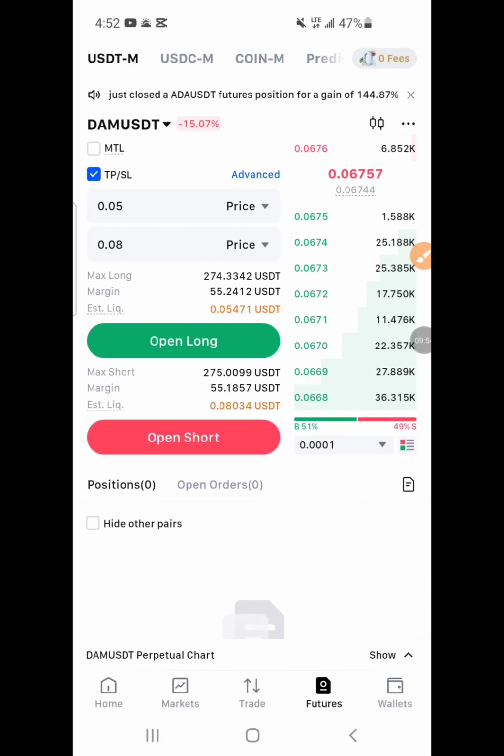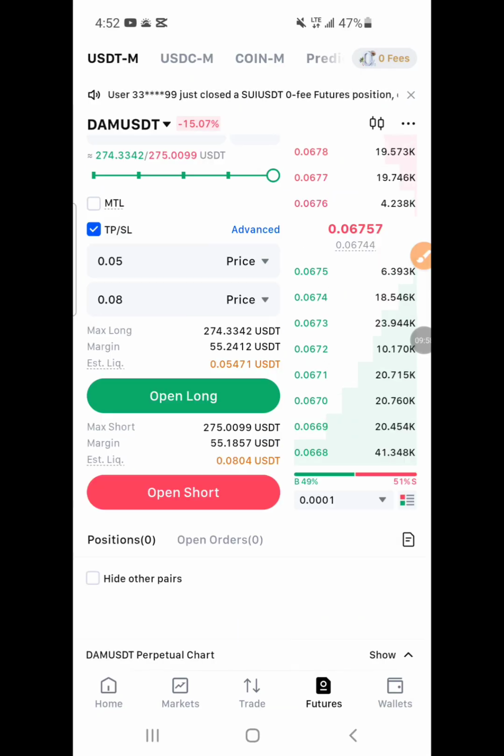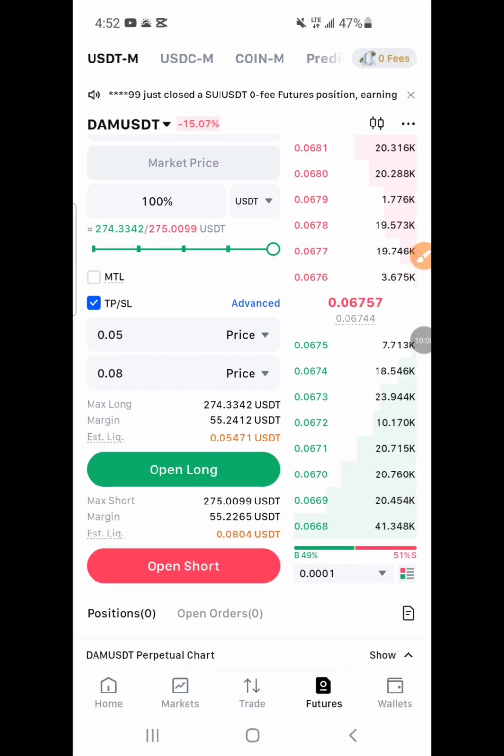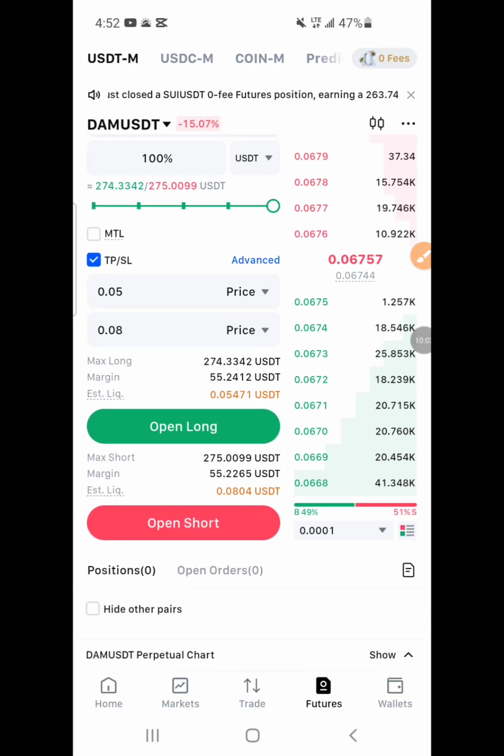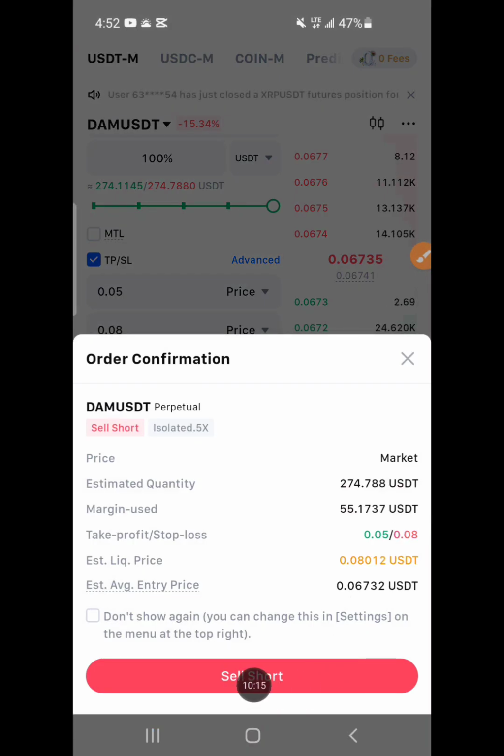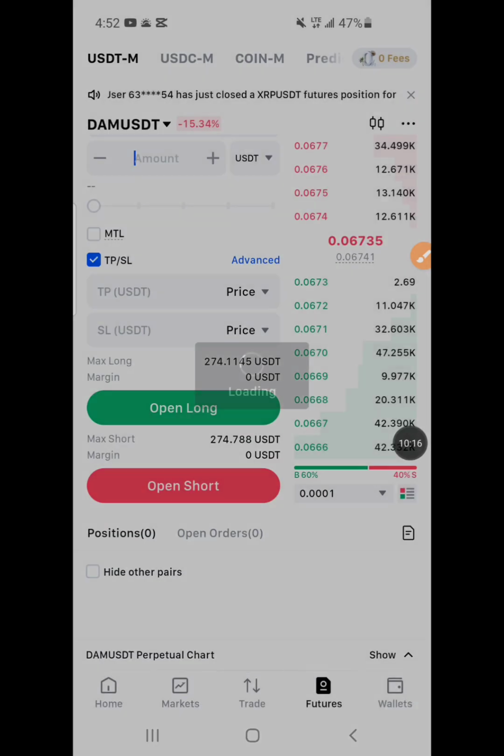If you happen to enter a trade and you want to close that trade, this is what you do. Let me enter the trade immediately and also exit. Let me show you how you can close a trade. All you have to do, after setting your take profit and your stop loss, is come over to this place that says open short, and then you click on sell short.